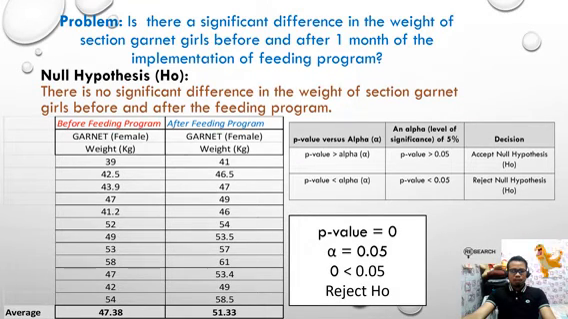Meaning that the null hypothesis saying there is no significant difference in the weight of section garnet girls before and after the feeding program is rejected. And we could say that the result is significant. There is a significant difference in the weight of section garnet girls before and after the feeding program. So the result from 47.38 to 51.33 is significant. Let us proceed to the next example.